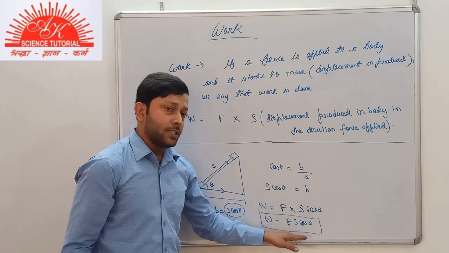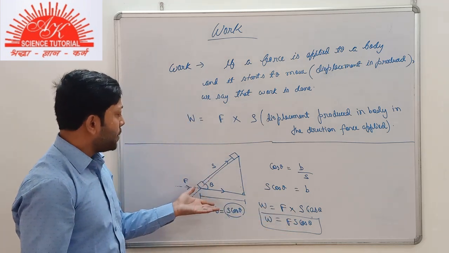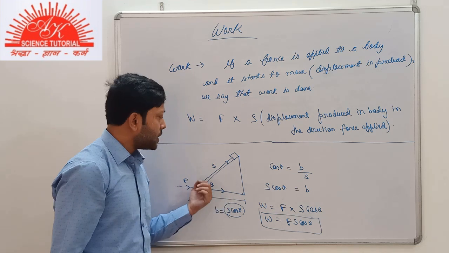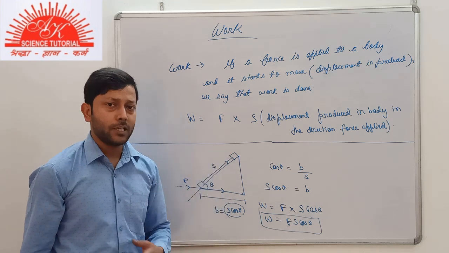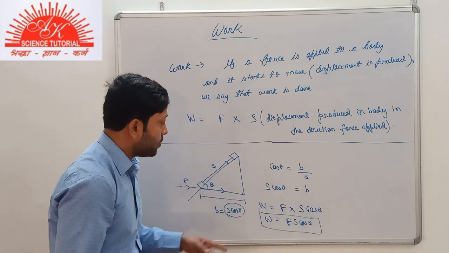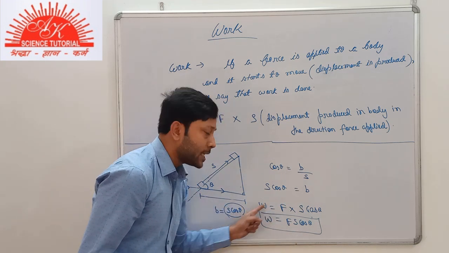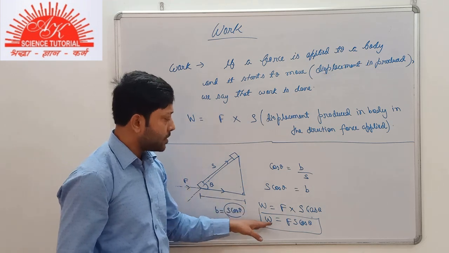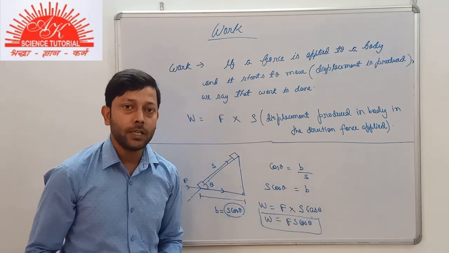Now it is the generalized equation. It might be possible that the angle between the force and displacement is 0, it is 90, it is 180, it can be anything. It can be of any magnitude. But you can use this expression in any condition, that is W is equal to Fs cos theta.